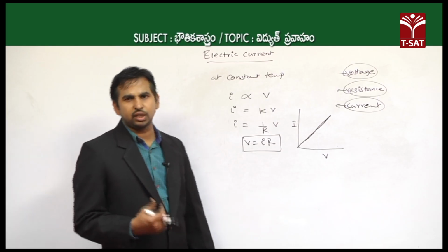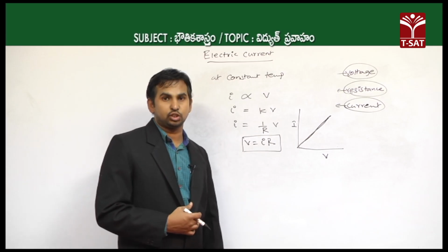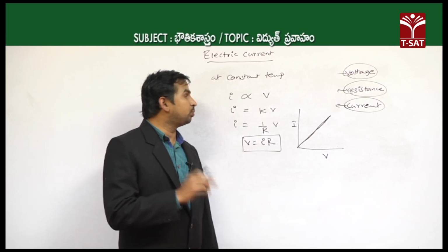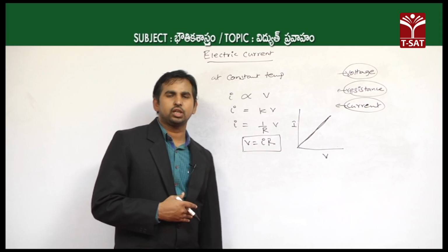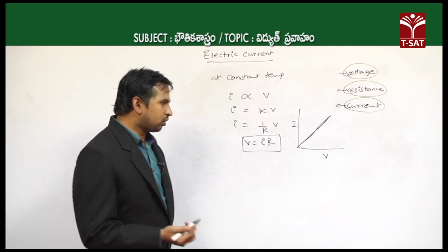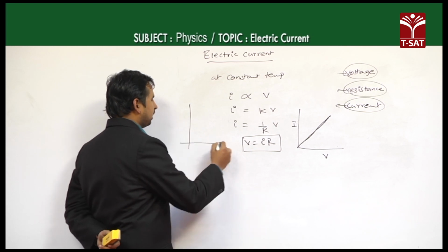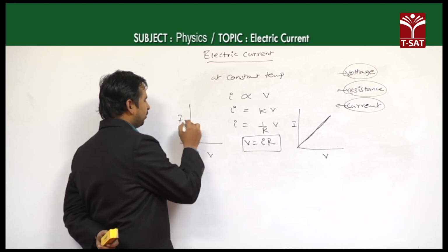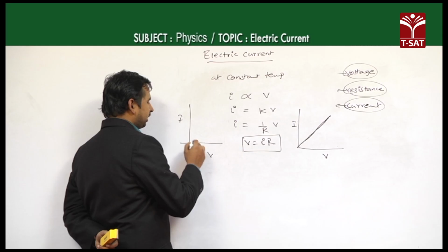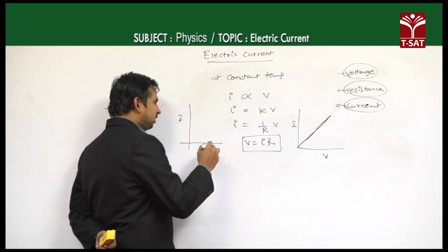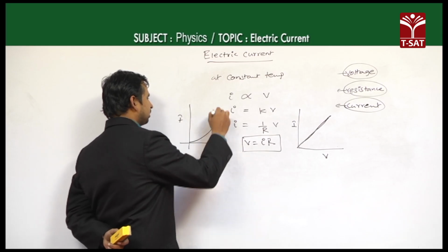If the temperature varies, the resistance may change. That is why Ohm's law is valid only at a constant temperature. If the temperature is not the same, or if you are dealing with non-ohmic substances, then the V and I graph we get is a curve. For example, in this case we are getting a curve like this.